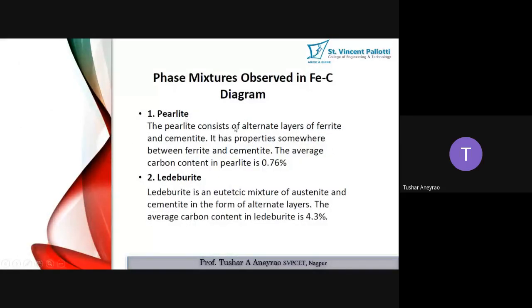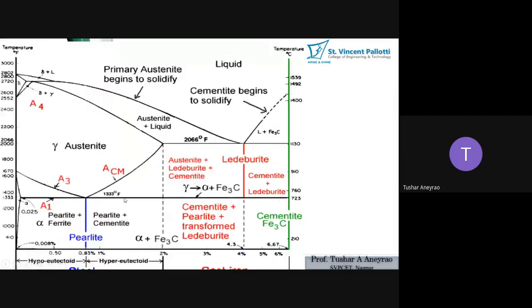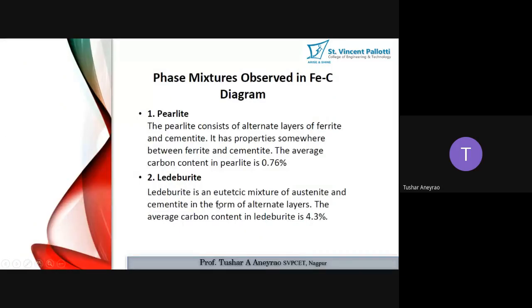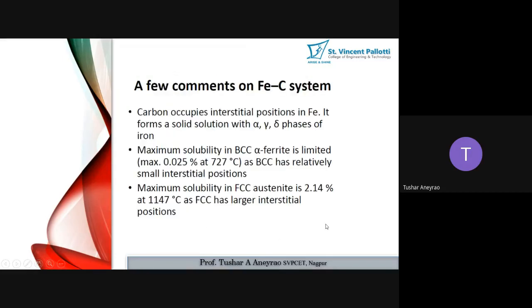Okay, so pearlite consists of alternate layers of ferrite and cementite. It has properties somewhere between ferrite and cementite. The average carbon content of pearlite is 0.76%. So you can see here pearlite is 0.76 or 0.8% carbon. Yes, it is written over here, 0.76% of carbon. And same for ledeburite. Ledeburite is the eutectic mixture. This is the peritectic mixture, this is the eutectoid mixture, and this is the eutectic mixture. The eutectic mixture of austenite and cementite is in the form of alternate layers, and the average carbon content of ledeburite is 4.3% of carbon.